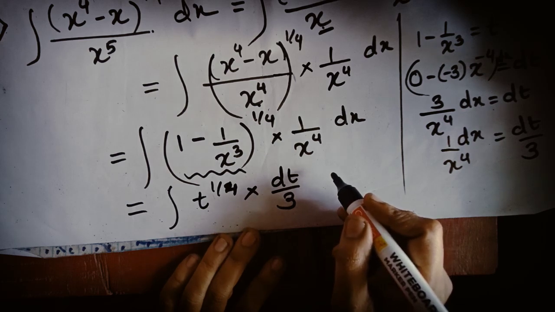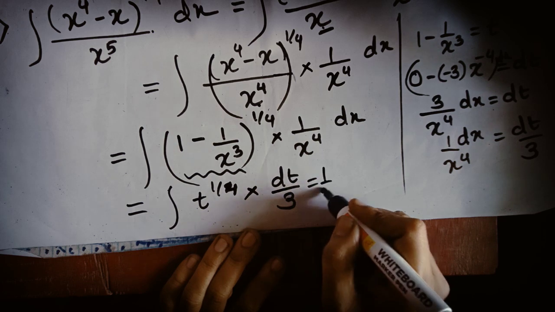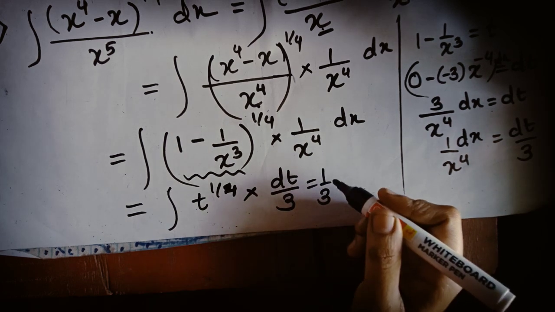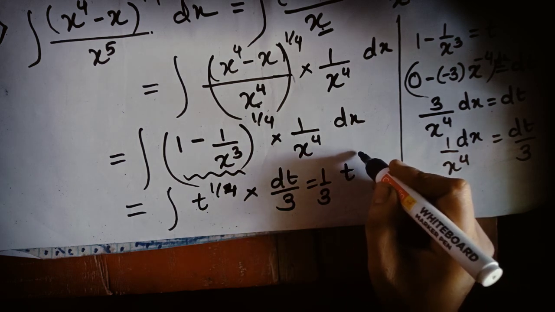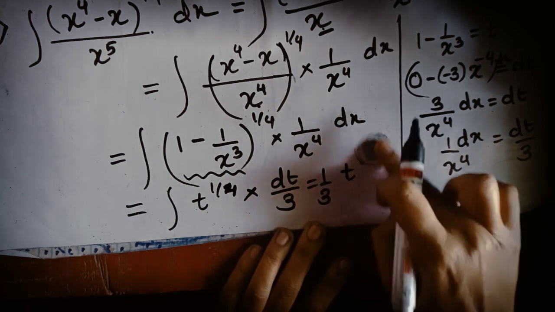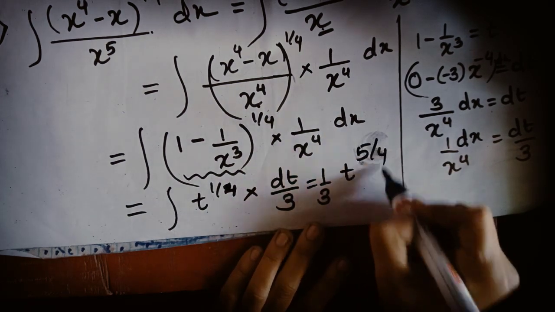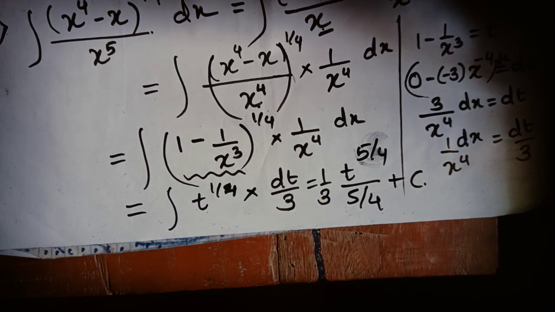So this 1 by 3 you can take outside. So the integral of t raised to 1 by 4 is t raised to 1 by 4 plus 1, which is 5 by 4. We'll write here directly. Okay, divide by 5 by 4 plus c.